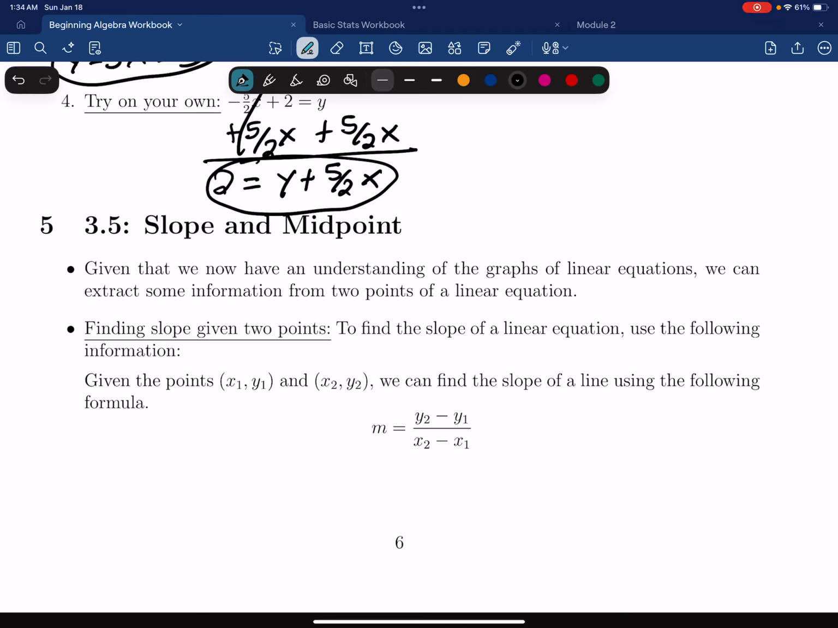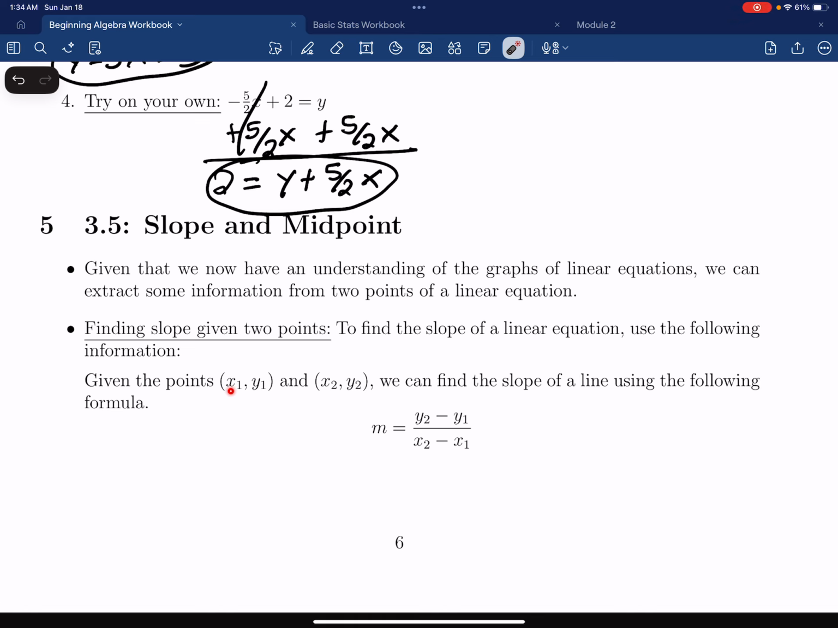Given that we now have an understanding of the graphs of linear equations, we can now extract some information given 2 points of a linear equation, or given 2 random points of a linear equation. So the first thing we can do is, if we're given 2 points, we can actually find the slope of that equation. And to do that, we're going to use the following information.